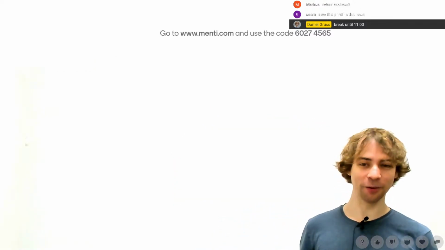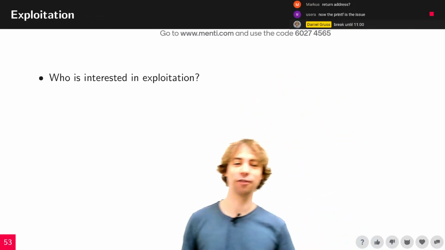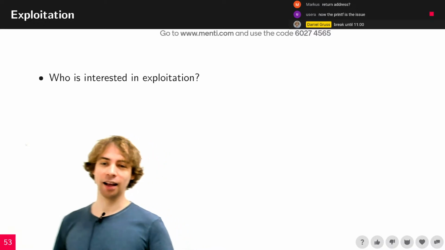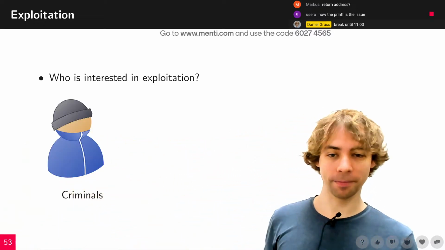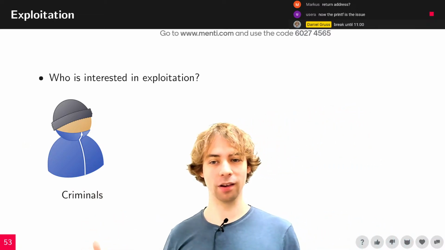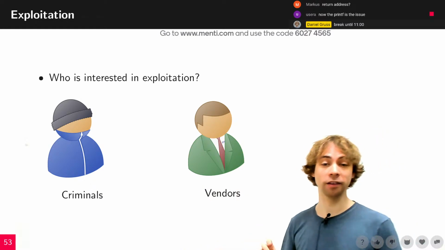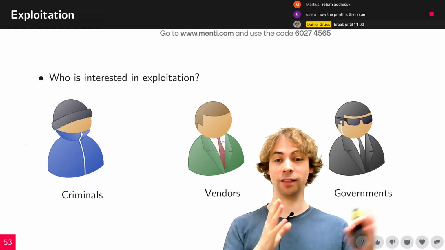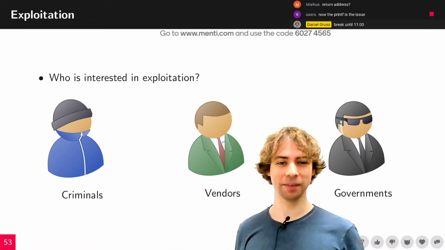Let's just continue, and we will continue with what I have added on the slides here. Who is interested in exploitation? Criminals, because they want to exploit them and make money of that. Vendors, because they want to patch it. And governments, because they want to protect you. I mean, that makes sense, right?